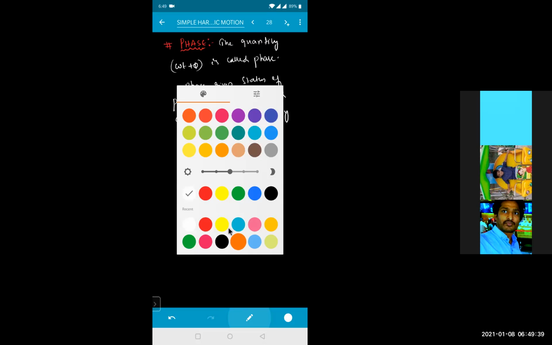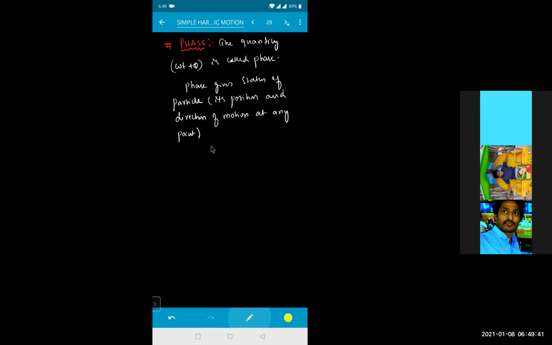Now for time being, I am representing this phase by the symbol tau, that is equal to omega t plus phi. In some books we also represent it by phi naught. That's not a problem. You can even represent it that way. So this tau is known as phase. Tau is equal to omega t plus phi.